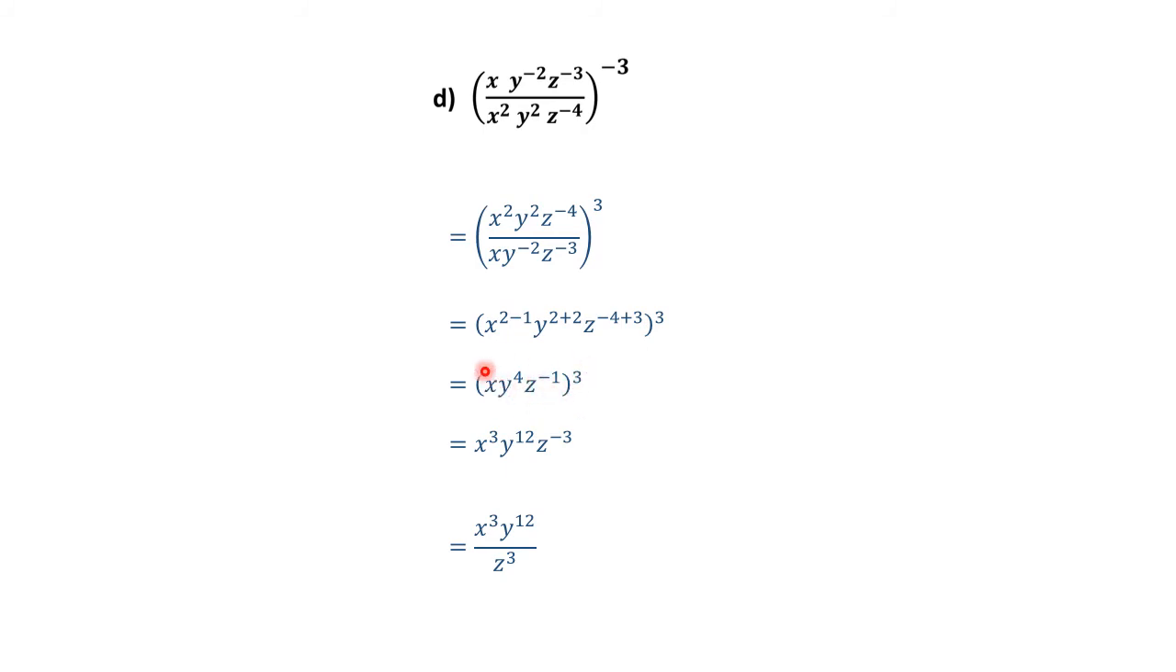Now simplify the power outside. 3 times 1, 3. 3 times 4, 12. 3 times minus 1, minus 3. We don't want any negative exponent, so we'll put it down. We'll get x3, y12. When we shift z minus 3 down, we'll get z power 3.